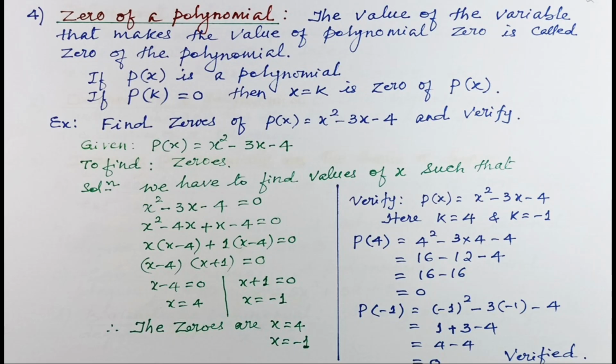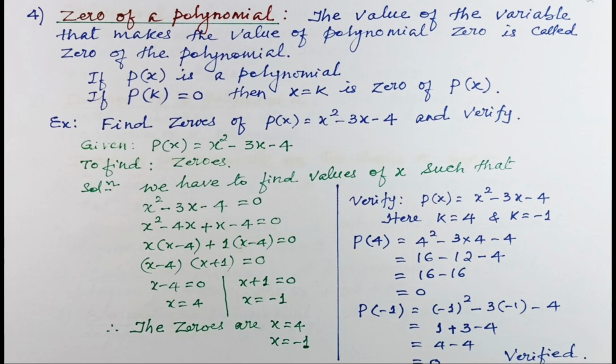Now, coming to the next point, that is 0 of a polynomial. Now, what is 0 of a polynomial? The value of the variable that makes the value of a polynomial 0 is called 0 of the polynomial. If p of x is a polynomial, and k is the value of x, which makes the value of the polynomial 0, then k is the 0 of the given polynomial. Please understand this very clearly. So the value of the variable that makes the value of the polynomial 0 is known as the 0 of the polynomial. Remember that.